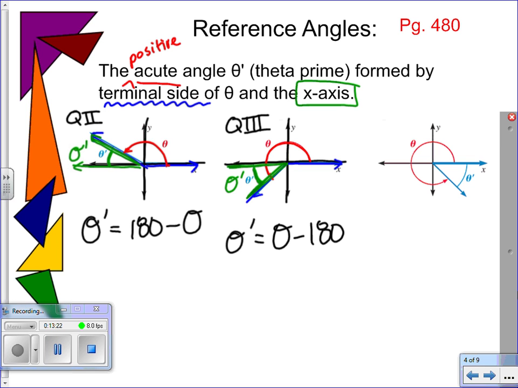Get yourself an angle in standard position whose terminal side is somewhere in quadrant 4. So we have an initial side on the positive x-axis. Our angle must open above 270 degrees so that we're somewhere in the fourth quadrant. We've got a terminal side there in the fourth quadrant, and that's our angle marked in red, our theta.